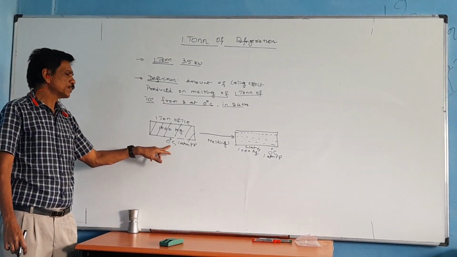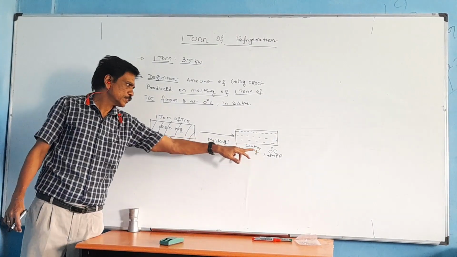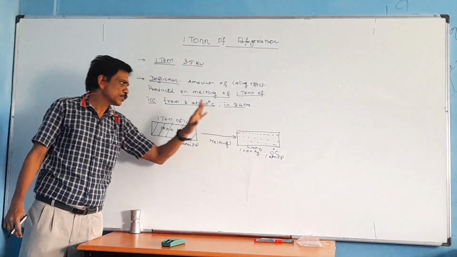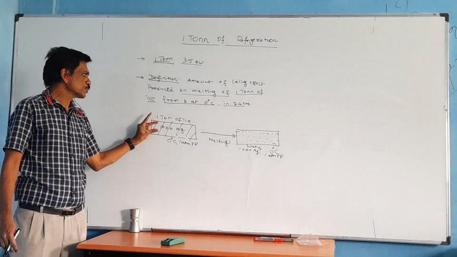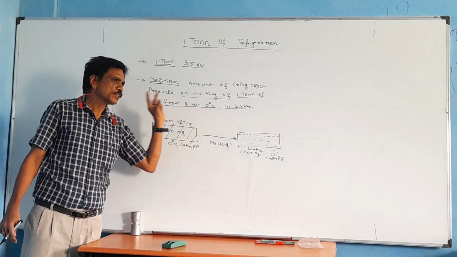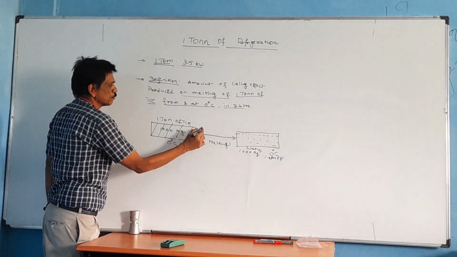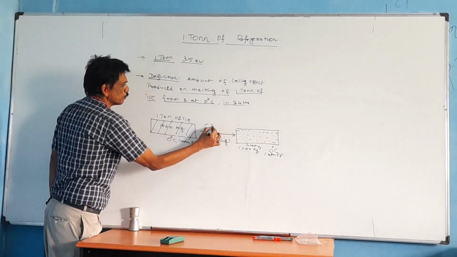Initially 0 degrees centigrade, finally 0 degrees centigrade. Initially 1 atmospheric pressure, finally 1 atmospheric pressure. So 1000 kgs of ice is converted into 1000 kgs of water. This is what is meant by the ton of refrigeration within 24 hours.